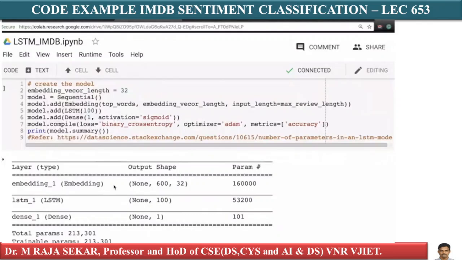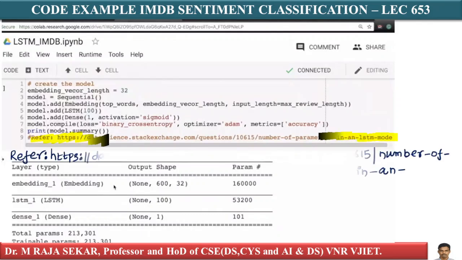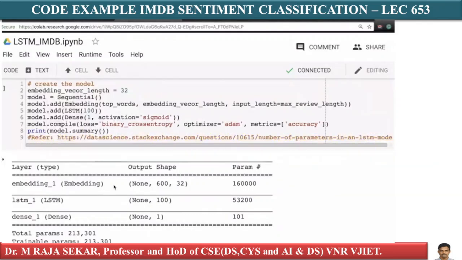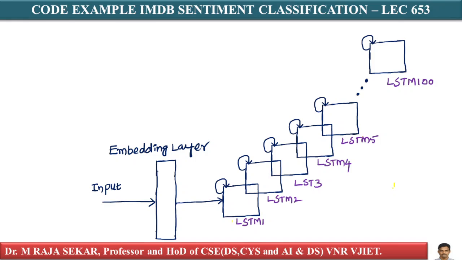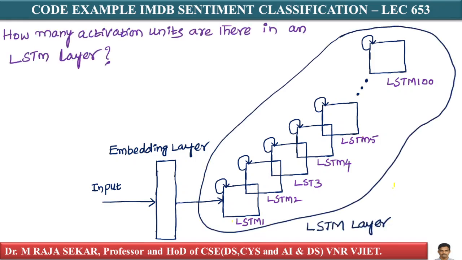Let's understand how many parameters there are. As I told you, understanding the number of parameters will give a lot of clarity. There is a very nice question answer blog on Stack Exchange, which explains how many activation units there are in an LSTM layer, and the formula. There is a formula for this one. If you have an LSTM layer, let's look at this as one layer.